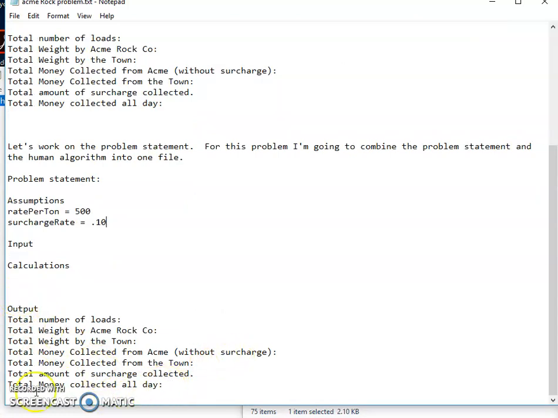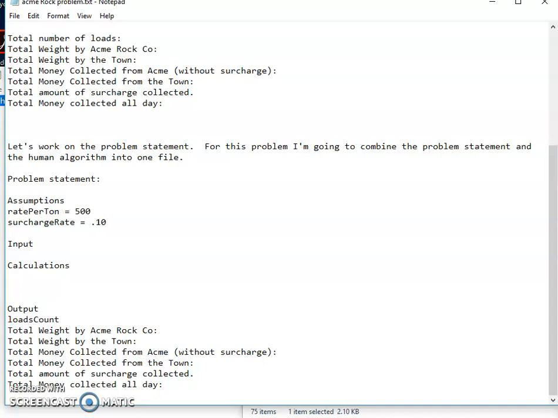So we're going to have to create places in memory from all of these. So the total number of loads. So all day long, trucks are coming, they're getting weighed, and we're charging them. So that's going to require a loop because we don't know how many loads are coming in or how many trucks will be coming by. So the number of loads is going to have to be a counter. So I don't want to just call this num loads. I want to call this something else. So I'm going to call this loads count. And that's going to count the number of loads that we have.